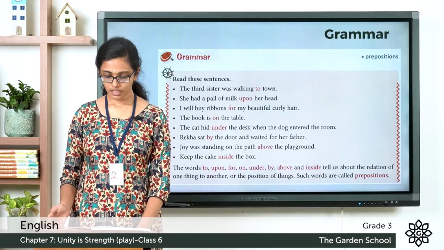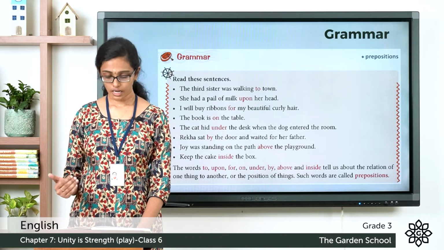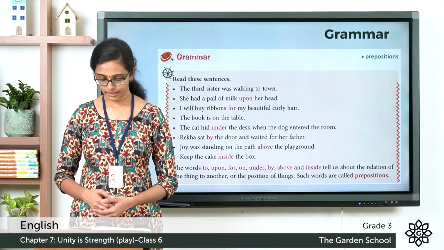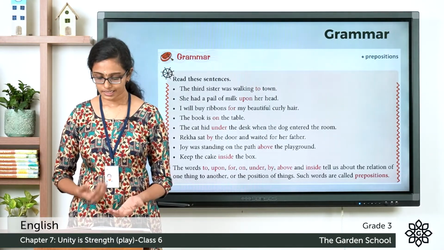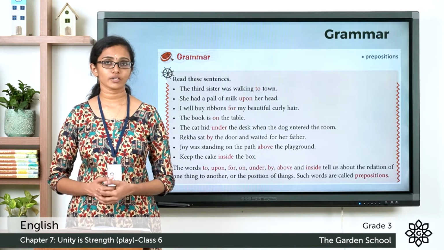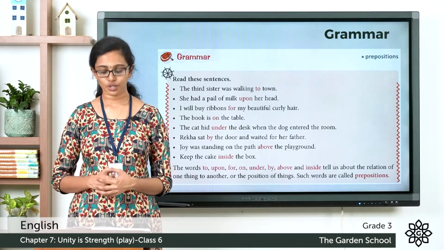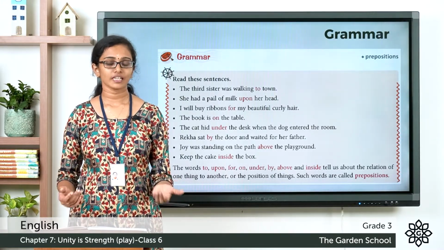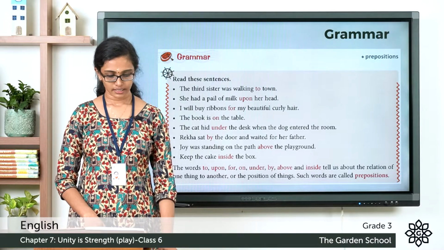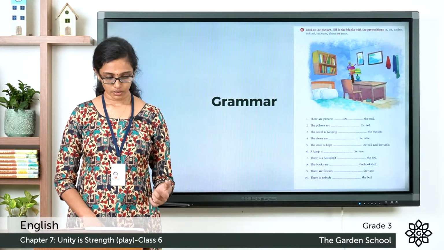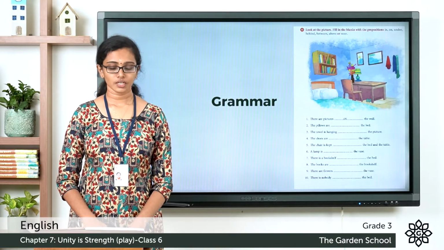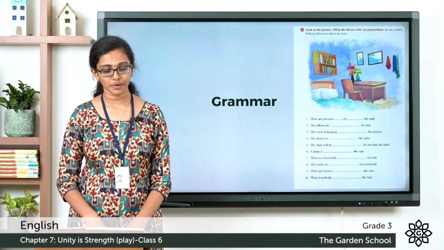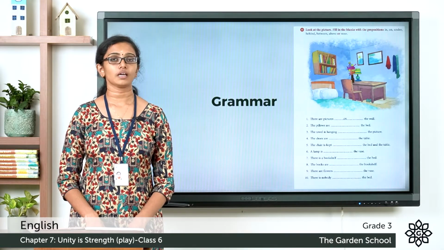You can see the words to, upon, for, on, under, by, above and inside highlighted in red here. These words tell us about the relation of one thing to another or the position of things. So such words are called prepositions. Now with these in mind, let's move on to the next exercise. And here on page number 110, we can read the question. Look at the picture, fill in the blanks with the prepositions in, on, under, behind, between, above or near.